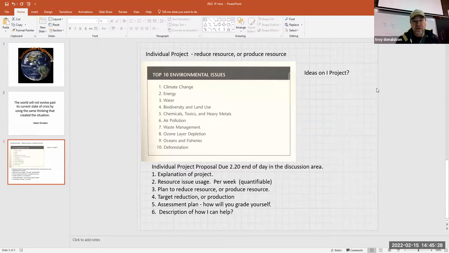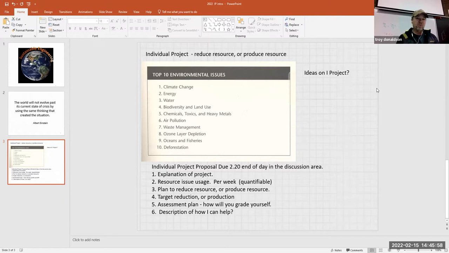Number two is energy, and energy is huge. Three is going to be water. Four is biodiversity and land use. Five, chemicals, toxins, heavy metals. Six, air pollution. Seven, waste management. That's big. Eight is ozone layer depletion. Nine is oceans and fisheries. They're in trouble. And then 10, deforestation. So, you know, it's going to be hard for you to do an individual project on deforestation.